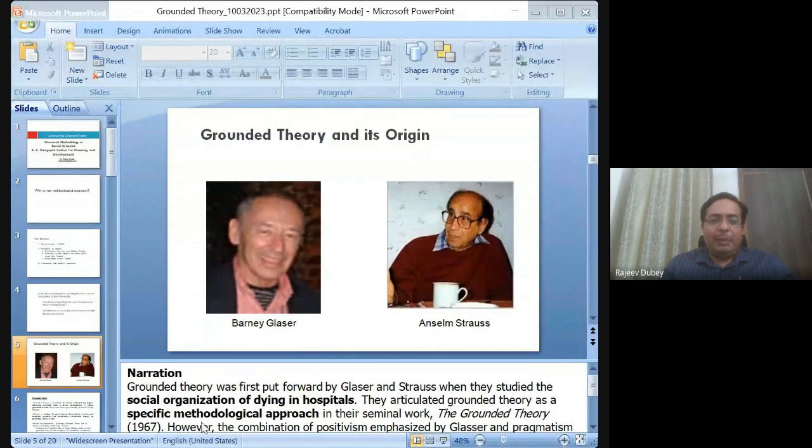Grounded theory came up in such a situation of paradox. It was first put forward by Glaser and Strauss when they were studying the social organization of dying in hospital. Normally, when you are researching in the field of sociology of medicine or medical sociology, and you go to a hospital, you ask patients, okay, so how are you? Are you feeling better? What improvement are you getting from the medicines?